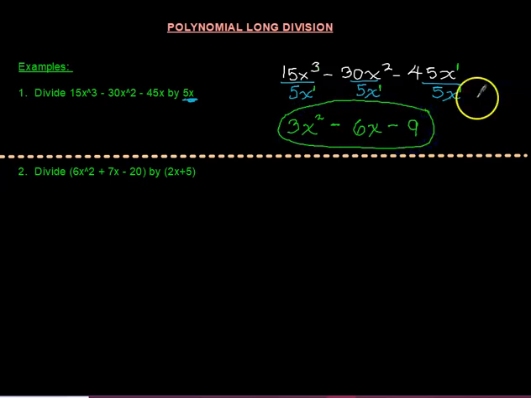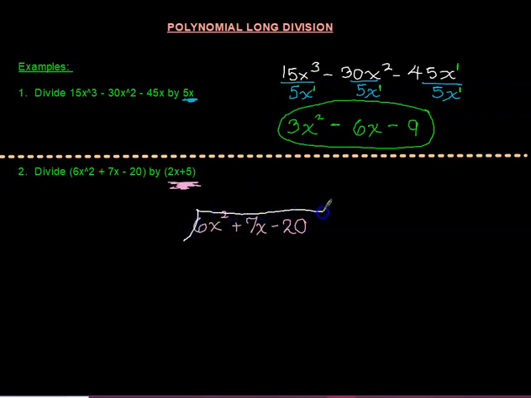Now for number 2, notice that the divisor does have a plus sign. So since it's being separated by a plus sign, there's more than one term. You're actually going to apply long division here. So I'm going to take the dividend, 6x squared plus 7x minus 20, and divide it by 2x plus 5. It's a little messy.